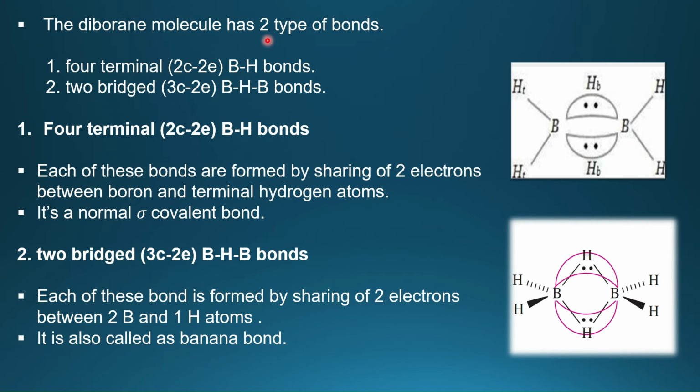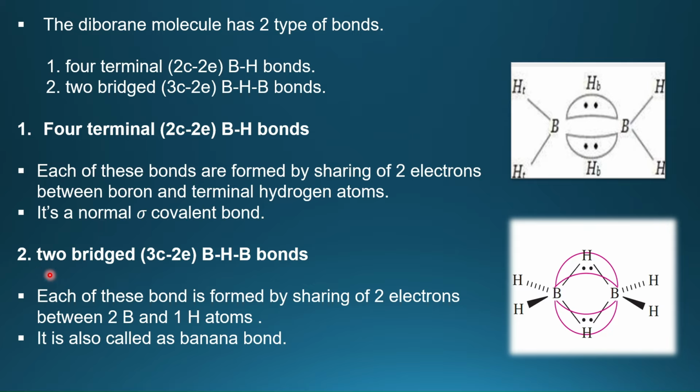The diborane molecule has two types of bonds. First, four terminal, that is two-centered two-electron boron hydrogen bonds. Each of these bonds is formed by sharing of two electrons between boron and terminal hydrogen atoms. These are the four terminal hydrogen atoms. It is a normal sigma covalent bond.